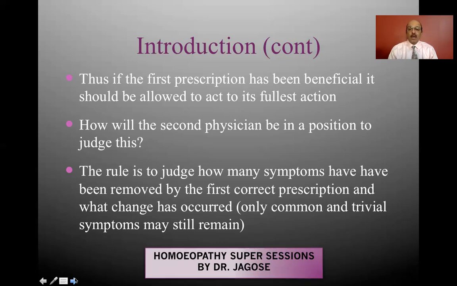Well, the rule is to judge how many symptoms have been removed by the first correct prescription and what changes have occurred. So the second physician has to judge, after the patient has been to the first physician, how many symptoms have been ameliorated and what symptoms are still remaining. However, only common and trivial symptoms may still remain. So the majority of the symptoms which were harassing the patient had completely disappeared under the action of the first prescription, but still some symptoms remain. These symptoms are known as common or trivial symptoms.